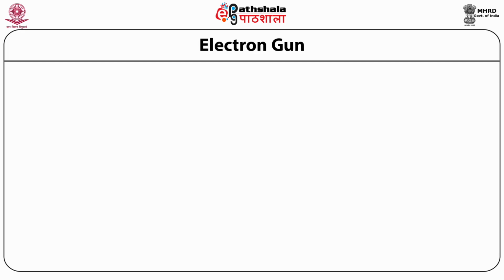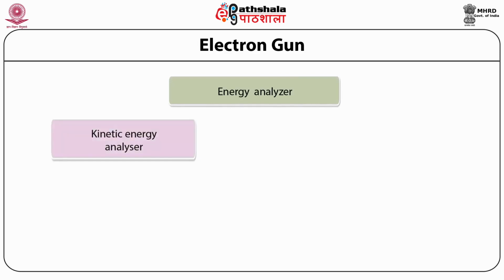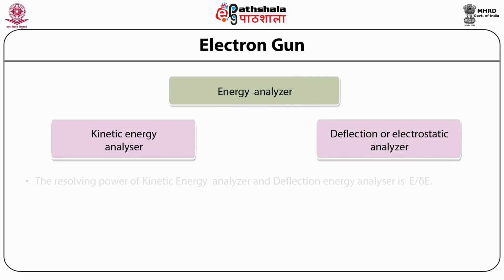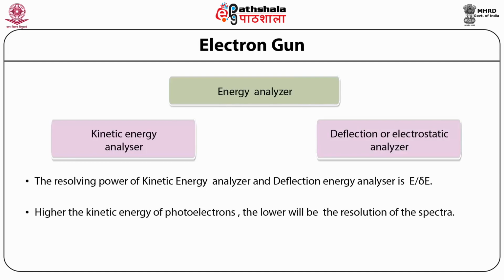The energy analyzers. There are two main classes of analyzers well suited for PES application, that is the kinetic energy analyzer and the deflection or electrostatic analyzer. The kinetic energy analyzers have a resolving power of E upon delta E, which means the higher the kinetic energy of the photoelectrons, the lower the resolution of the spectra.